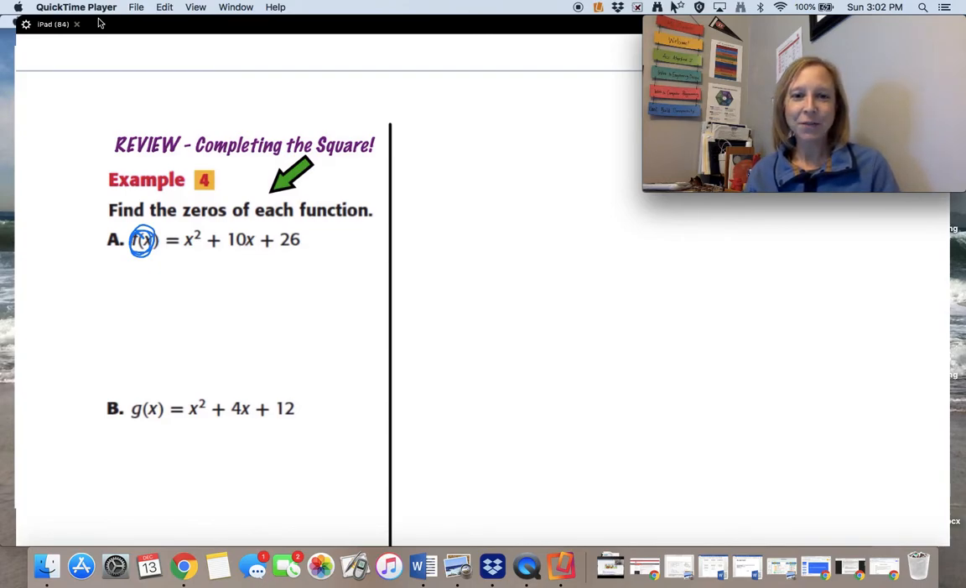I wish it was a 24, but it's not. So there's nothing that multiplies to 26 and adds to 10, so factoring is not going to work. So my next option is to complete the square.